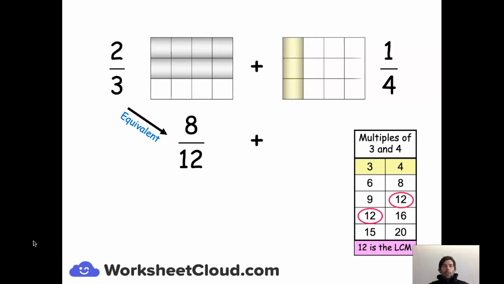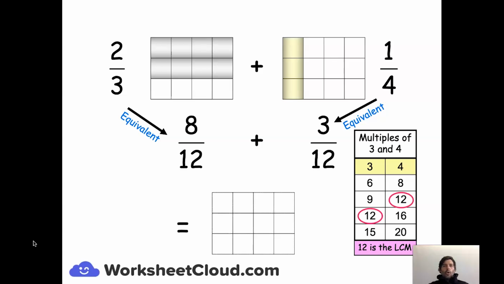And then for 1/4, I also need it to be out of 12. I know 4 times 3 is 12. And I must do the same to the numerator. 3 times 1 is 3. So now I've got two fractions, 8 over 12 plus 3 over 12. They both have the same denominators. All I need to do is add their numerators. 8 plus 3 is equal to 11 over 12.